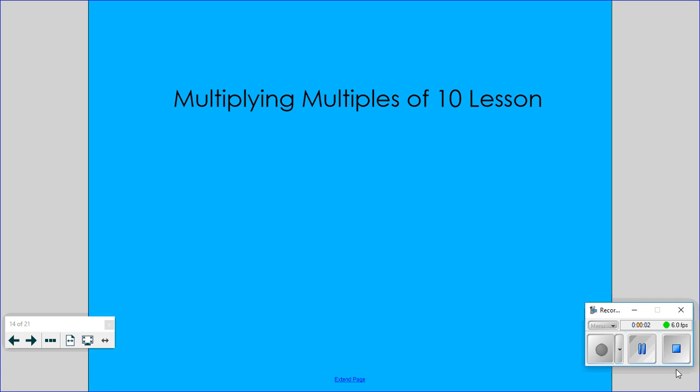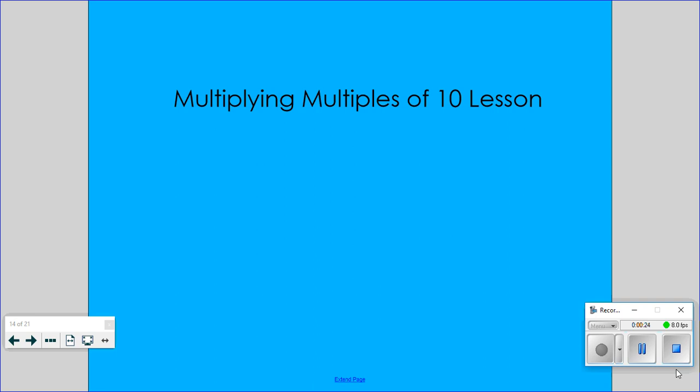Alright guys, so we're going to look at multiplying multiples of 10. A multiple of 10 is really just a skip count of 10, so 10, 20, 30, 40, 100, 200, 250. Anything that I can get to by skip counting by 10 is called a multiple of 10. So we're going to learn a trick for multiplying multiples of 10.